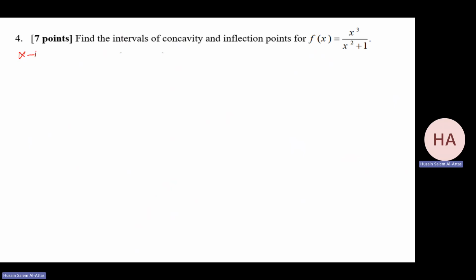Intercepts: x-intercepts, I have (0, 0). Y-intercept, I have (0, 0). No asymptotes because the denominator cannot be equal to 0. So I'll do f prime.